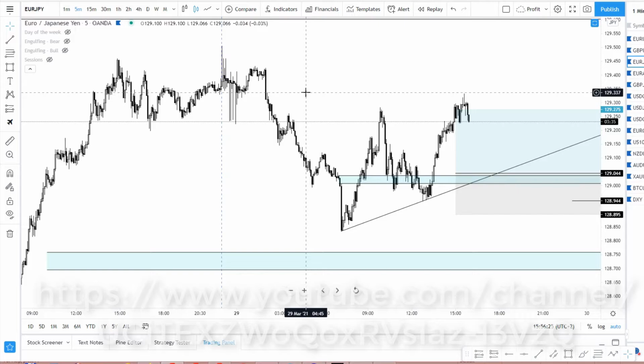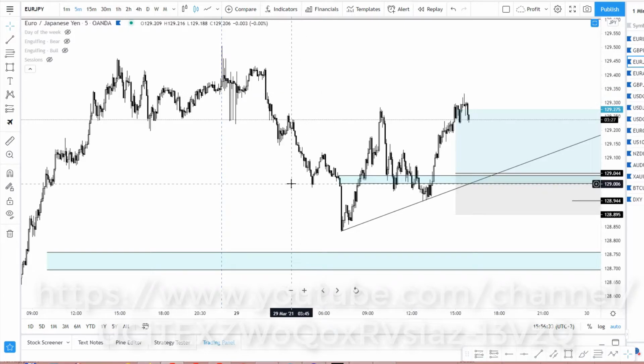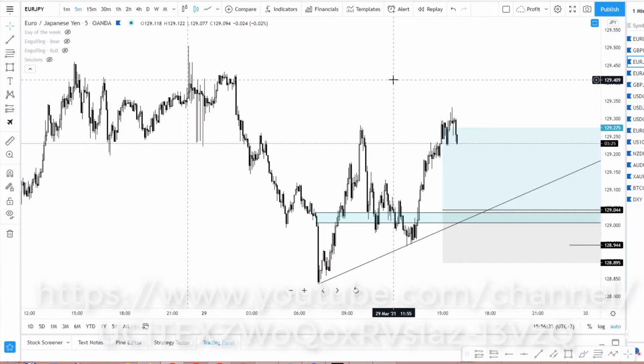I don't have clear targets here. I would target that daily gap that was not filled, but you will see what happened to this trade. I'm now waiting for the next clips, but I see I'm already here.